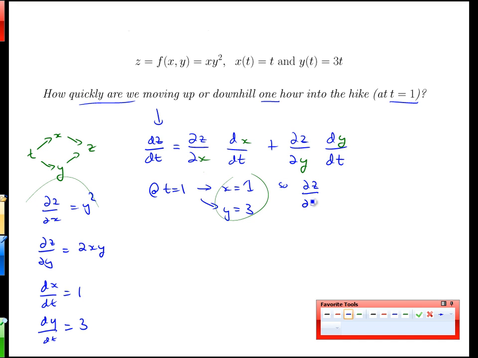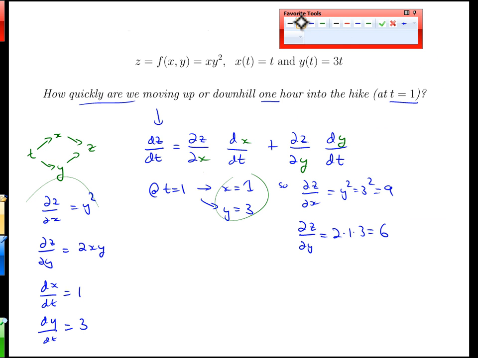So we're going to combine these with those values, and that means we can calculate all the partial derivatives that we need. ∂z/∂x is y squared, which is 3 squared, or 9. And the y derivative is 2xy, 2 times 1 times 3, that's 6. These values are already fixed. So last but not least, we have all the ingredients we need for our derivative of z with respect to time.